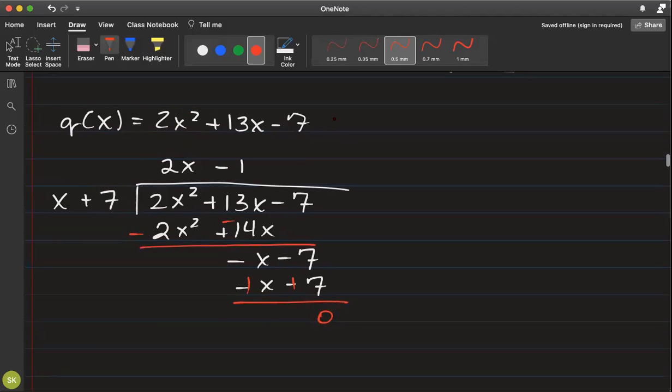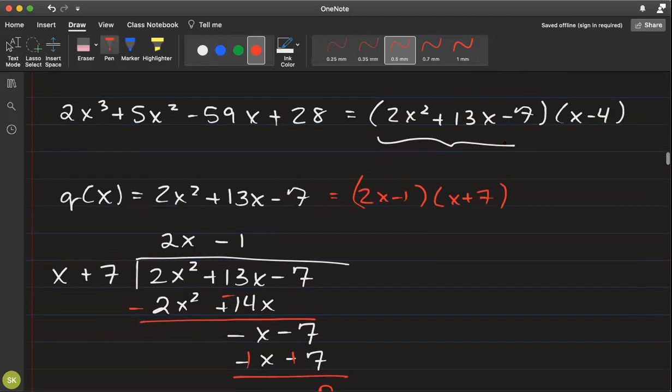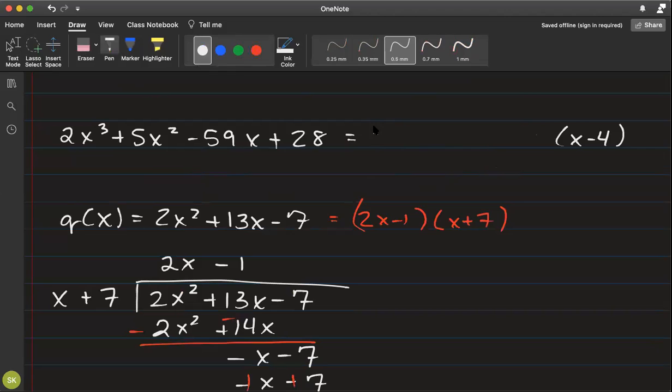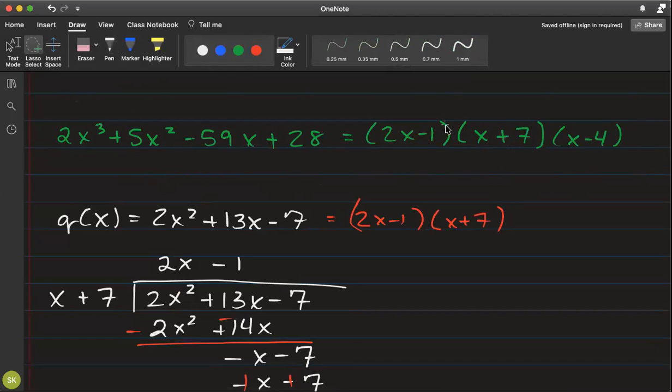So this factors into 2x minus 1 times x plus 7. So if that's true, then we can substitute this piece right here with this. So let's erase this and write 2x minus 1 times x plus 7. Now we have something that is completely factored. You can see we have linear factors, which means that the degree on each one of these x's is 1. And we're done. This is the complete factored form of this polynomial function.